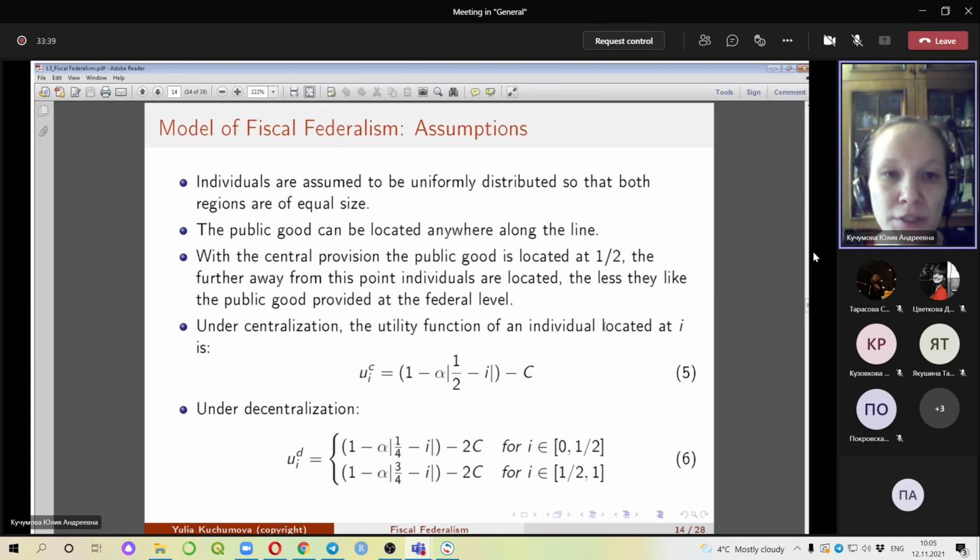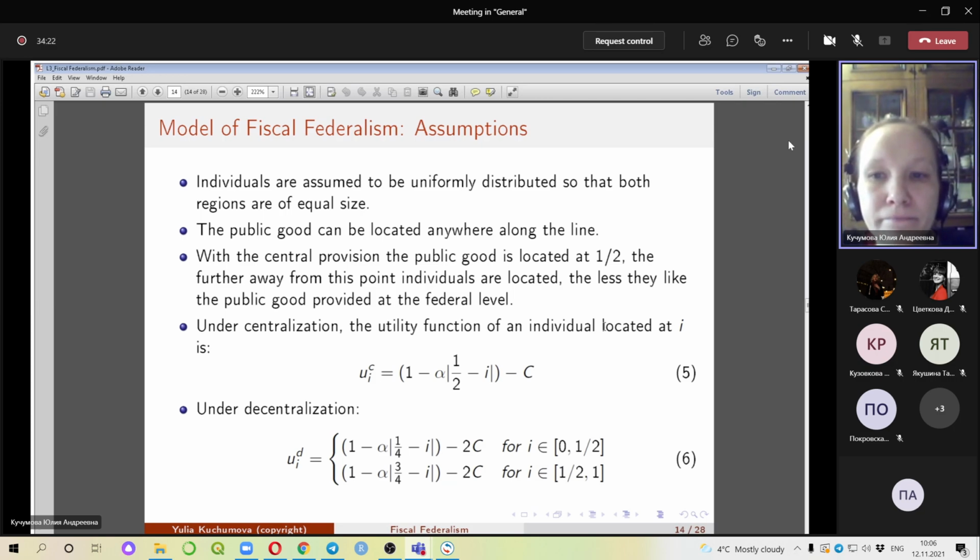Here it's important that individuals are assumed to be uniformly distributed so that both regions are of equal size, right? Uniform distribution means that each point has the same number of people. I hope you're familiar with distributions from the statistics class, and uniform distribution means that the density of people at each point of the line is the same.